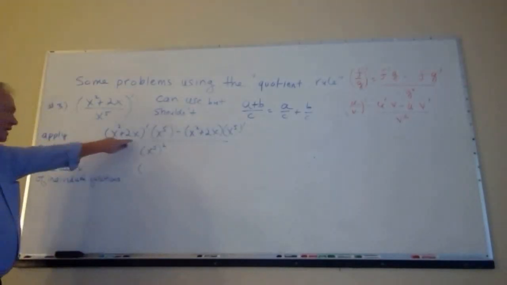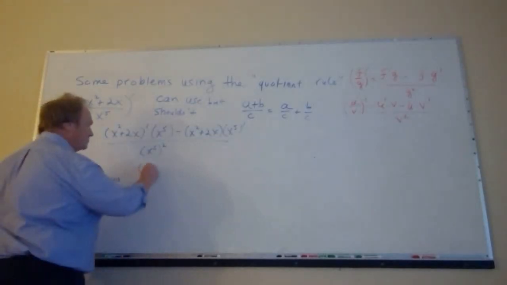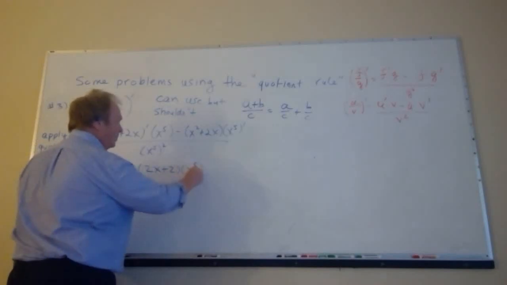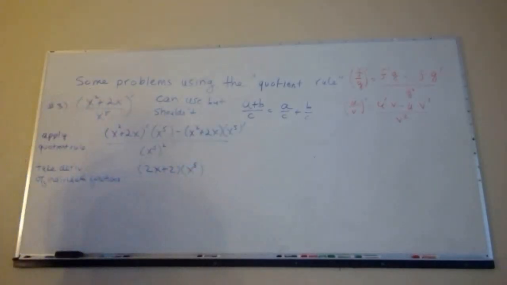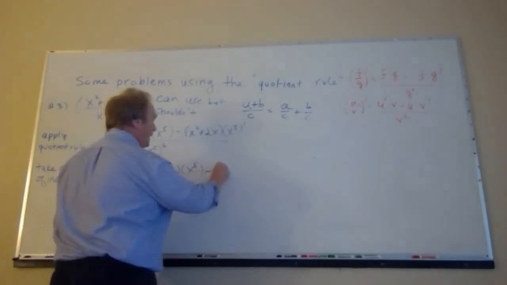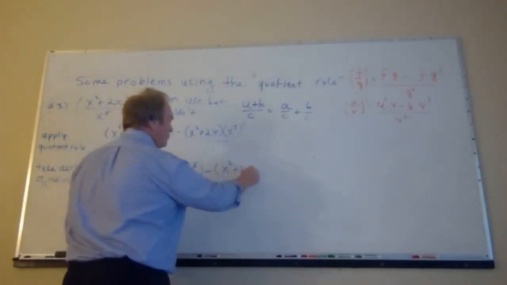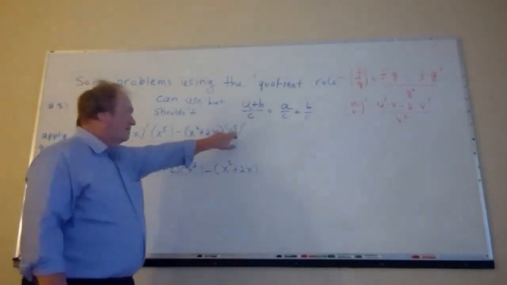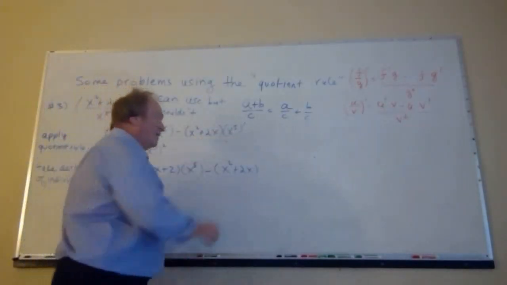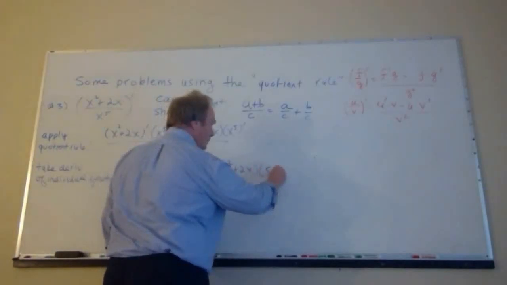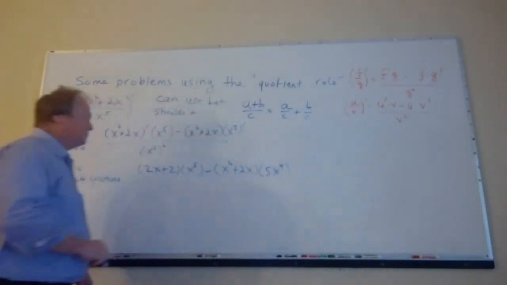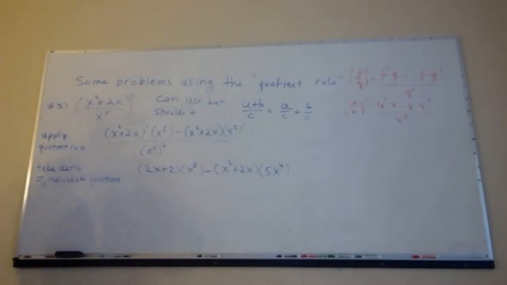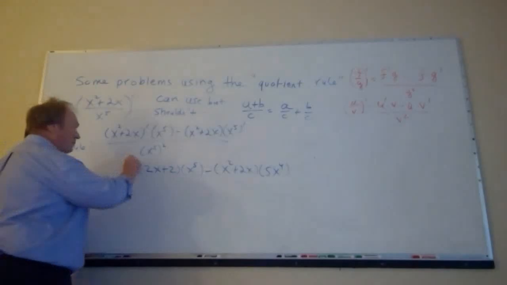And so the first one, I'm going to get 2x plus 2. And of course, nothing happens with x to the 5th. Okay? And then I get minus x squared plus 2x. Nothing happens to the first function. And the second one, I bring it down, I'll get 5x to the 4th, right? Again, be very liberal with parentheses, okay?